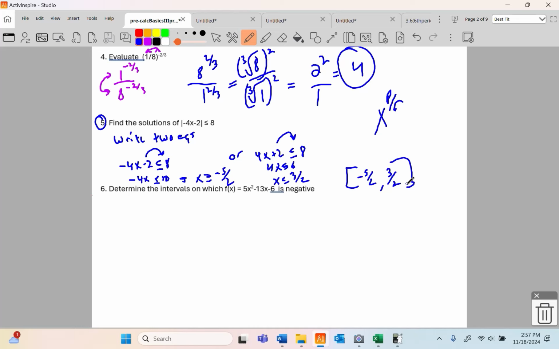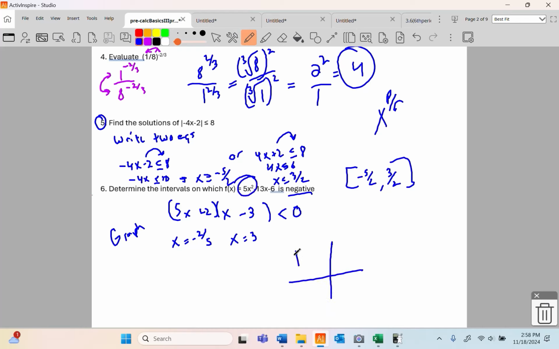All right, moving forward. Number 6, determine the intervals on which f of x equals 5x squared minus 13x minus 6 is negative. All right, easy peasy. We just have to factor. It's your favorite F word. You and I both know it is. I feel like 3 and 2 is probably my numbers here. It's negative, so it's going to be less than 0. By using the zero product property, I have an x-intercept at 3 and an x-intercept at negative 2/5, and you're supposed to graph.